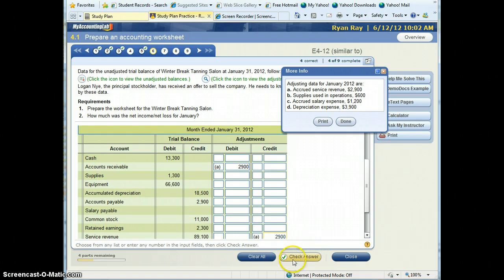We're going to credit service revenue. I was a little early to do my checks here, so we have to do all 4 first.